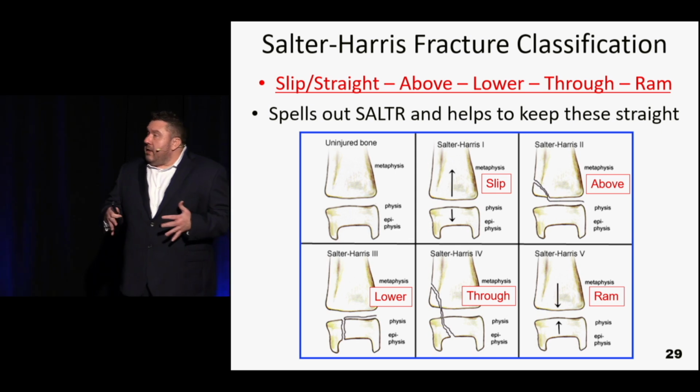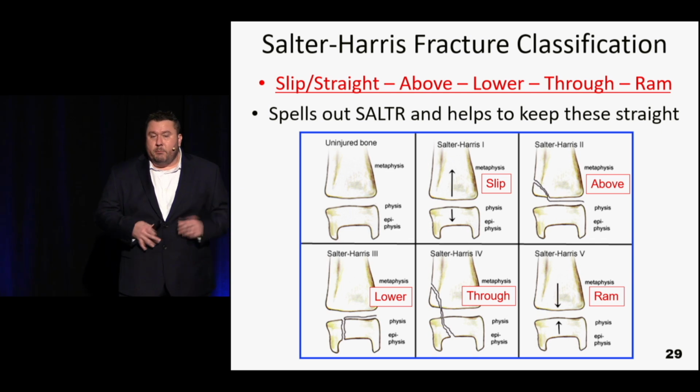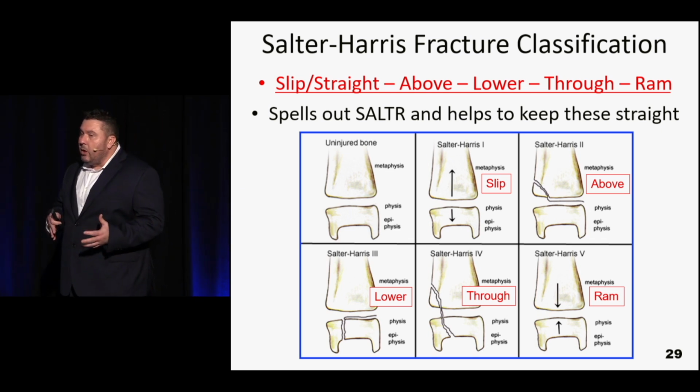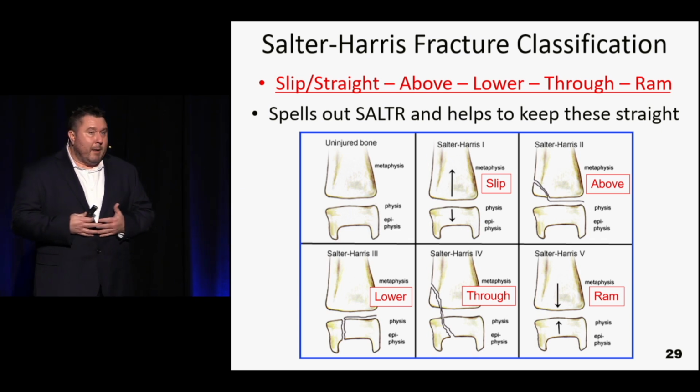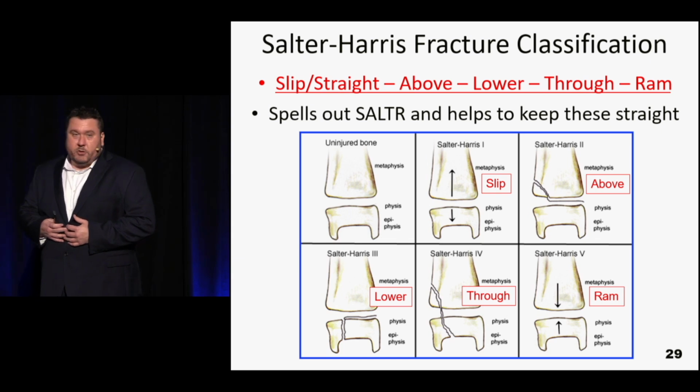So where are we at with that growth plate? Is it just a little bit of a slip, or is it straight, or is it above, or is it low, or is it through both, or is it that ram type injury? So whether it's the wrist, a forearm, or the other joints, what's that classification? I have to look these up.